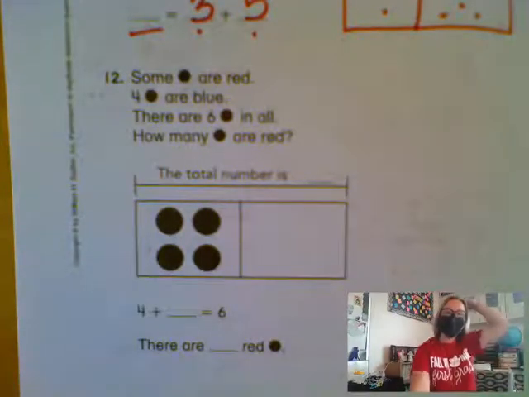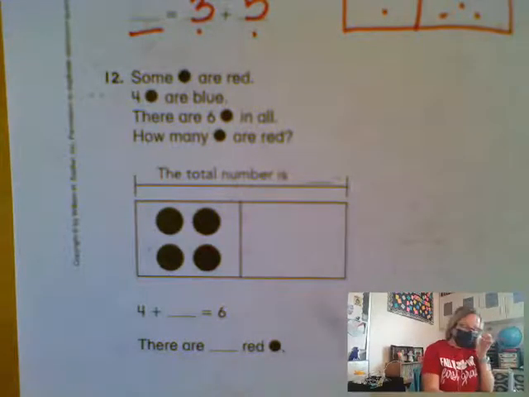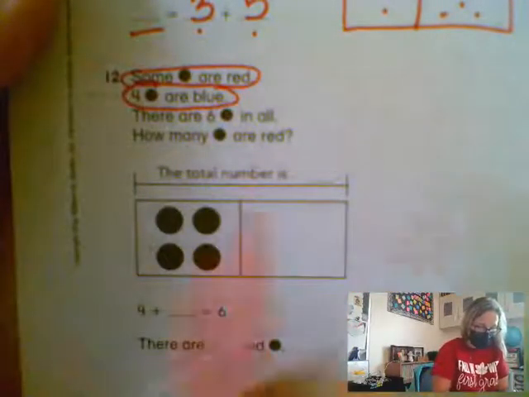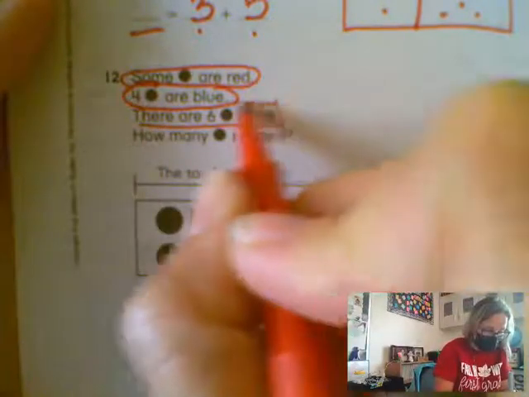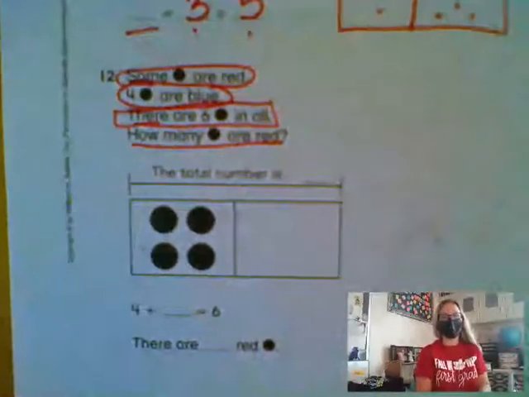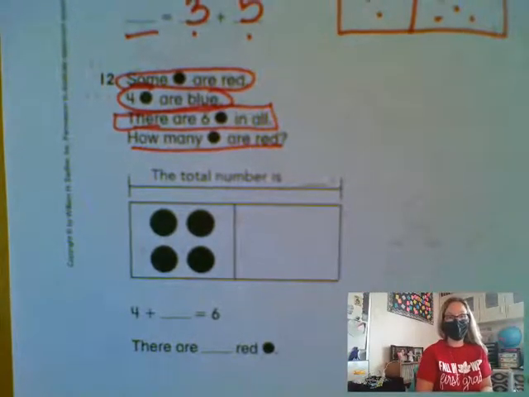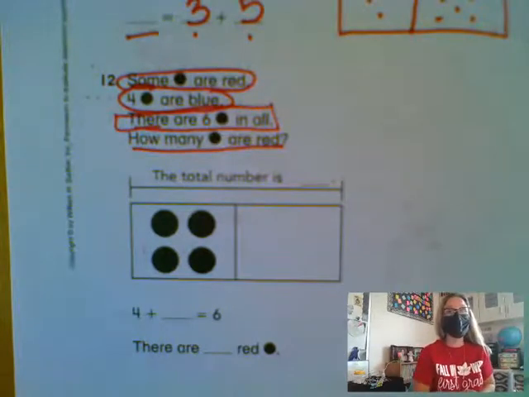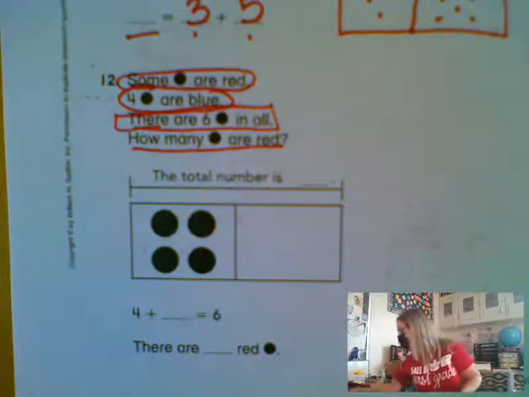All right, number 12 says, some circles are red. So I'm going to say some circles are red. 4 circles are blue. There are 6 circles in all. How many are red? So watch, okay? 4 circles are blue. That is what they are showing.